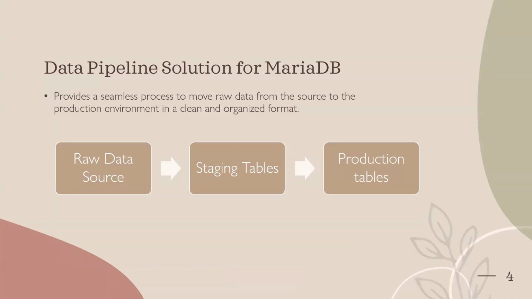So now I'm going to walk through my data pipeline solution for MariaDB. A data pipeline basically provides a seamless process that moves raw data from its many data sources into the production environment. And the way I did this for Ethermart is by creating staging tables that hold the raw data for each of the production tables. In a real world situation, data for one specific table can be coming in from multiple sources. And so using staging tables is ideal because we can pull in and integrate all of that data from different sources into one table and transform it before putting it into the production tables.